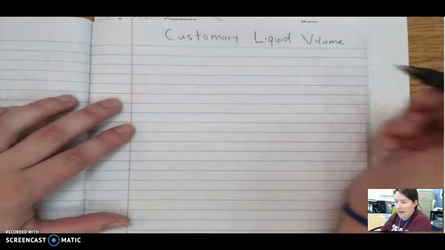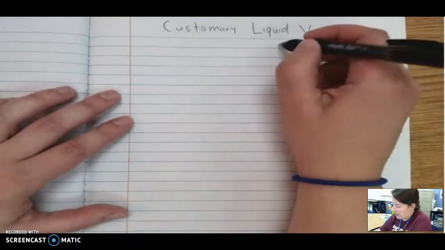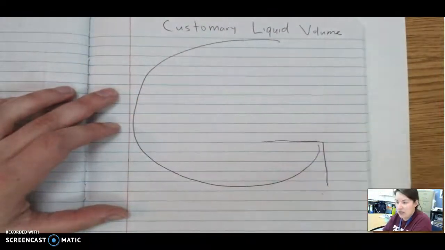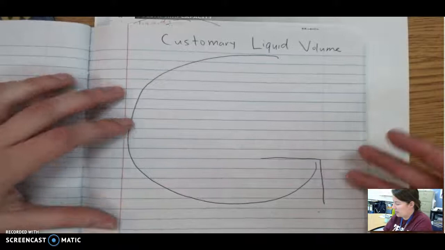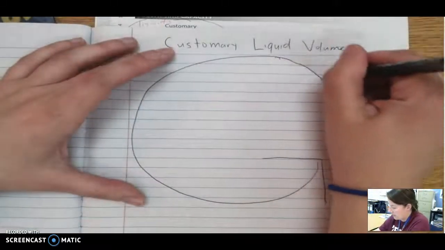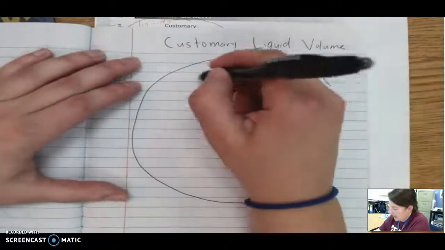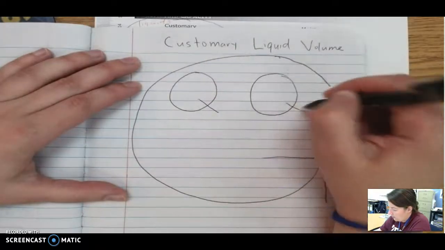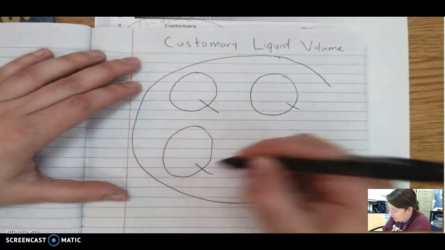So I call it the big G, the big gallon, like a gallon man type thing. So I want you to draw a giant G on your paper like this. So this represents one big old gallon. Now inside each gallon, there are 4 quarts. So I'm going to put 4 big Qs.